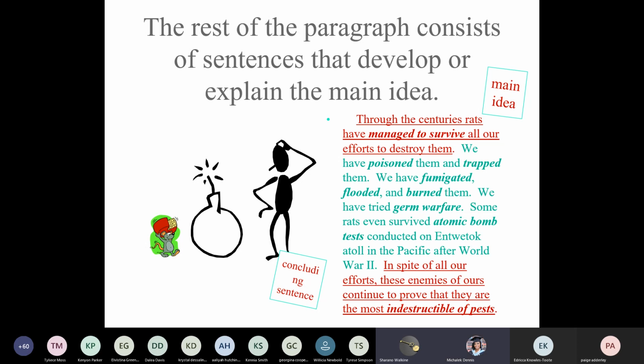I see some said they survived the atomic bomb. Some said they were even poisoned. They survived. Anyone else? There's more in here. Yes, Paris says they poisoned, trapped, fumigated, flooded, and burned. Oh, thank you. Good job, Paris, you're on a roll. Yes, I see someone else said they burned them. You are correct. World War II, yes.